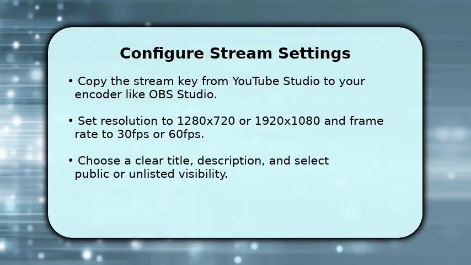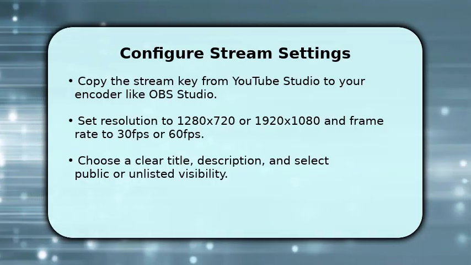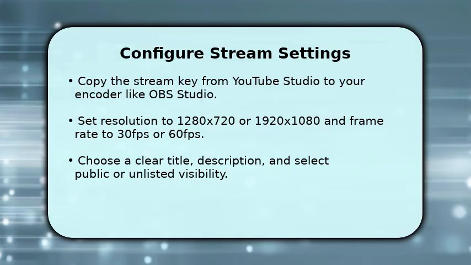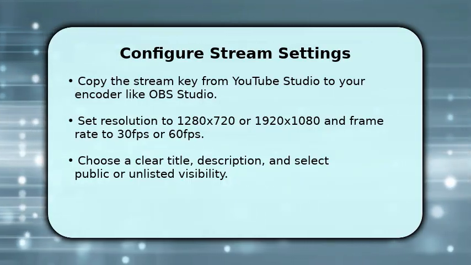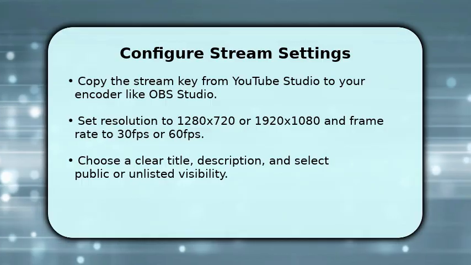Set output resolution to 1280x720 or 1920x1080 and choose 30 FPS or 60 FPS for smooth video. Select bitrate appropriate to your upload speed, for example 4500 KB.